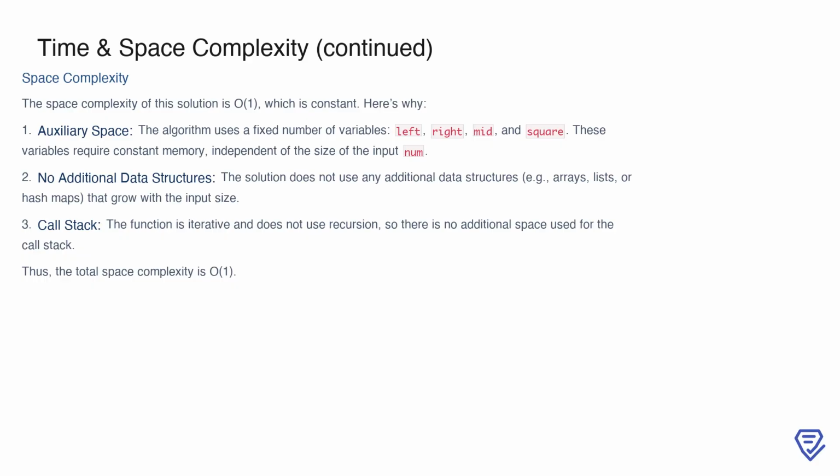The algorithm only uses a fixed number of variables: left, right, mid, and square. These variables take up constant memory regardless of the size of the input number, meaning the auxiliary space used is O(1). Additionally, the solution does not rely on any data structures like arrays, lists, or hash maps that would grow with the input size. Finally, because the function is iterative and does not involve recursion, there is no additional space consumed by the call stack. Therefore, the total space complexity of the solution is O(1), making it extremely efficient in terms of memory usage.